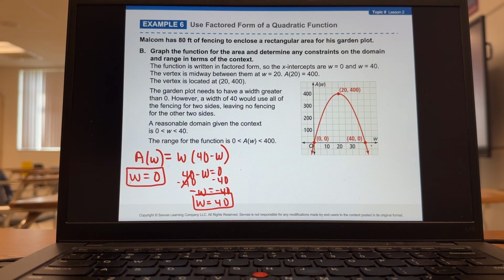So that's where the parabola is. Now, graph the function for the area and determine any constraints on the domain. So my domain has to be 0 to 40.